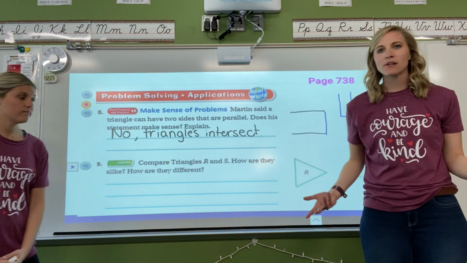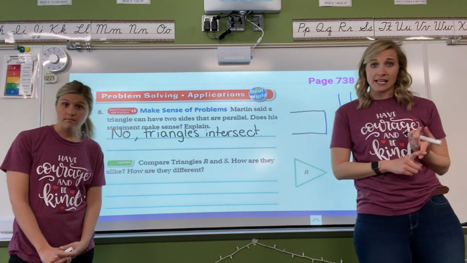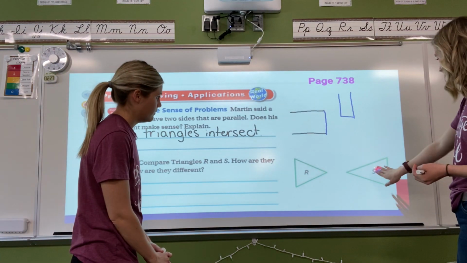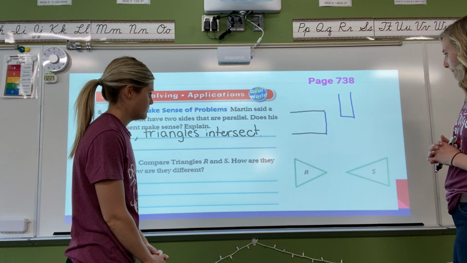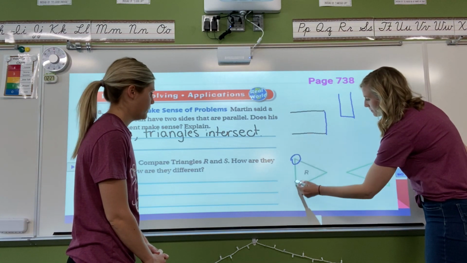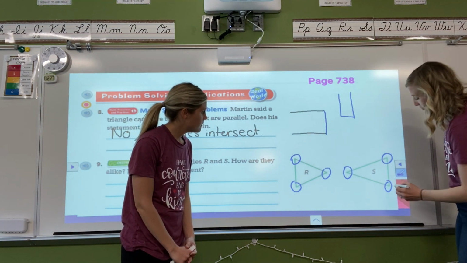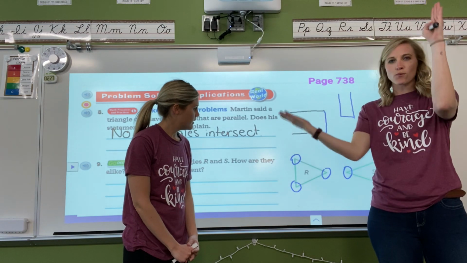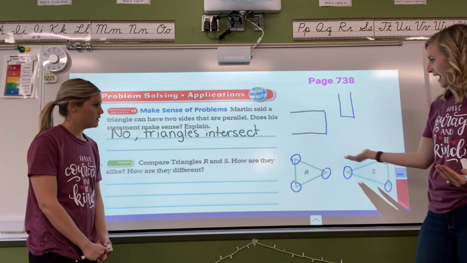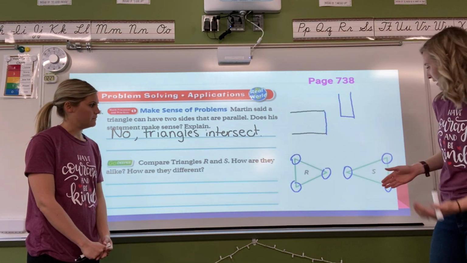Awesome. Number 9, it says compare triangles R and S. How are they alike and how are they different? Well, when I look at R and I look at S, the first thing that I notice, Miss Pelzel, is I'm looking at their angles. And from what I see in their angles, something that I think they're alike is they're all smaller than a right angle. They're all a little acute. So I think that they all have acute angles, but then to see how they're different?